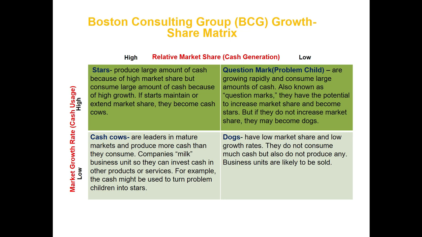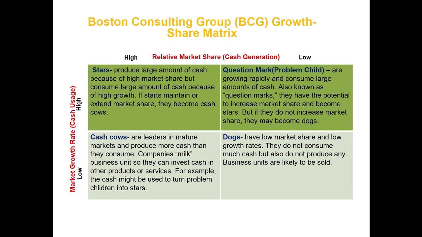All right, so question mark, or your problem child, also known as your problem child. These are the products with growing, what's this? They grow rapidly rather, okay, but they consume a large amount of cash. So they have the potential to increase market share and become stars. But if they are not maintained or if they do not increase, they become dogs.